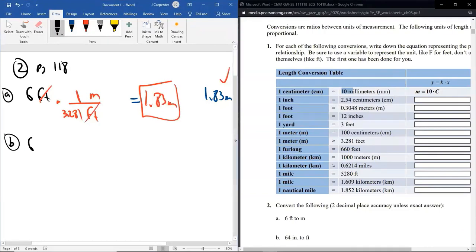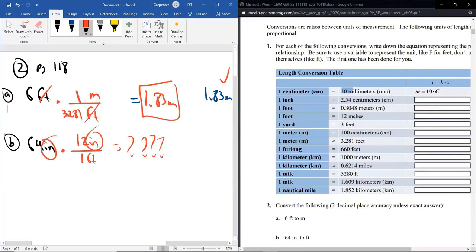All right, 64 inches. We're going to convert this to feet. Well, I hope you don't even need this table. I hope that you know that it's 12 inches in a foot. So I'm going to do 12 inches on the top and 1 foot on the bottom. No. I was trying to rush and doing this wrong intentionally, but this isn't always going to be so obvious to y'all. Why is this wrong?